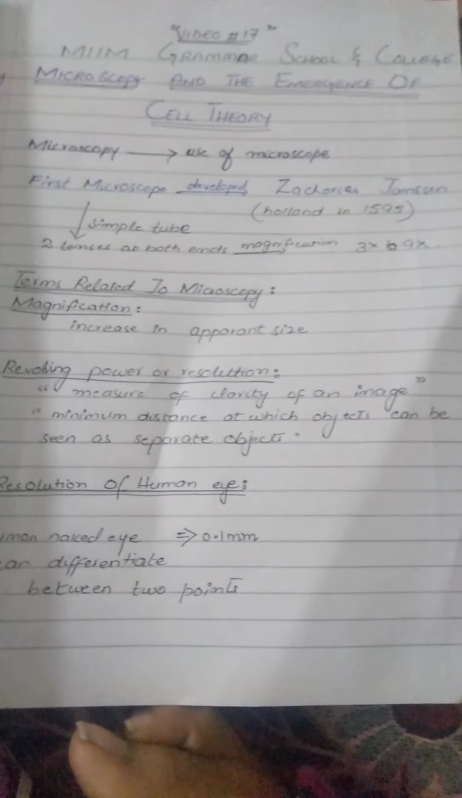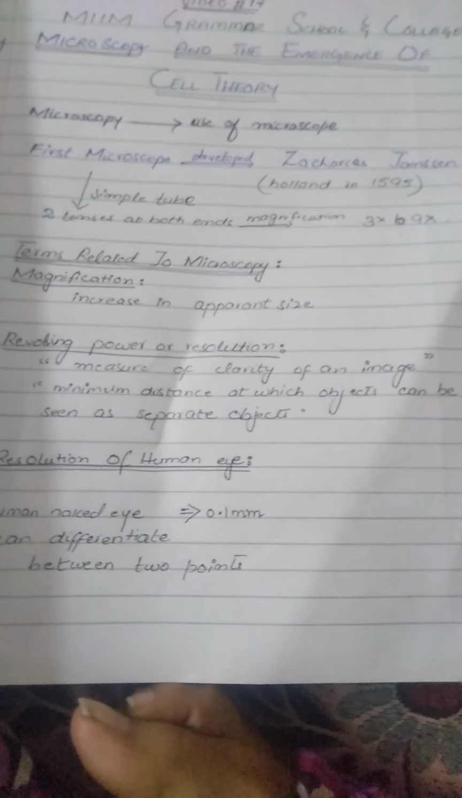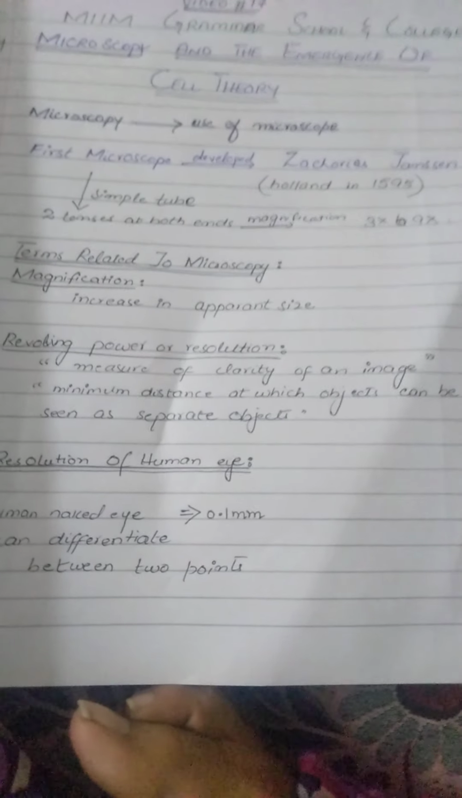Then we have resolution of human eye. The human naked eye can differentiate between 2 points which are at least 0.1 millimeter apart. This is called resolution of human eye.